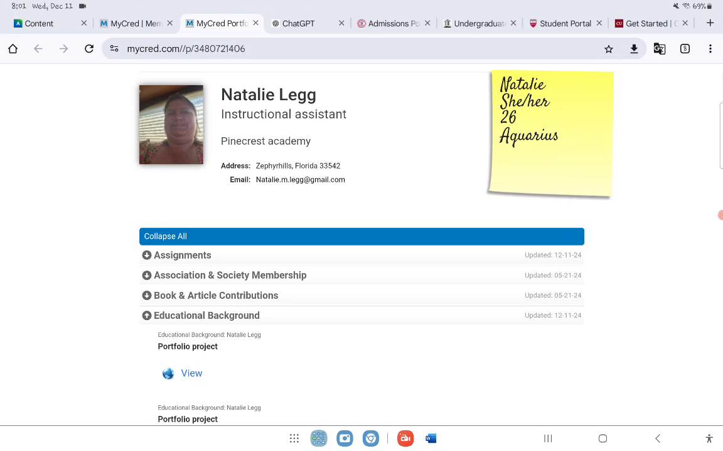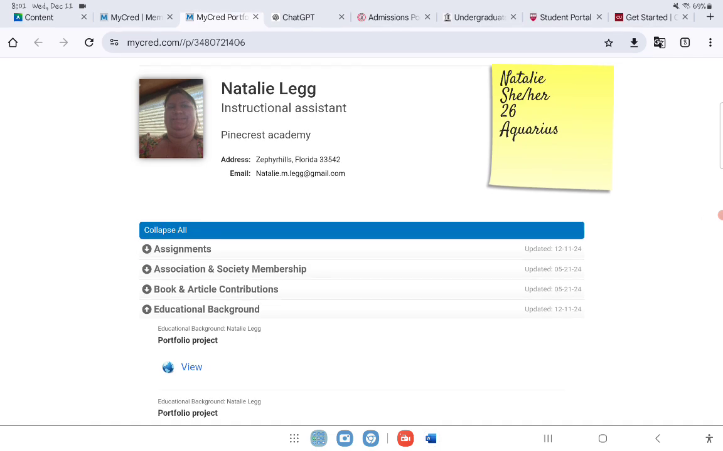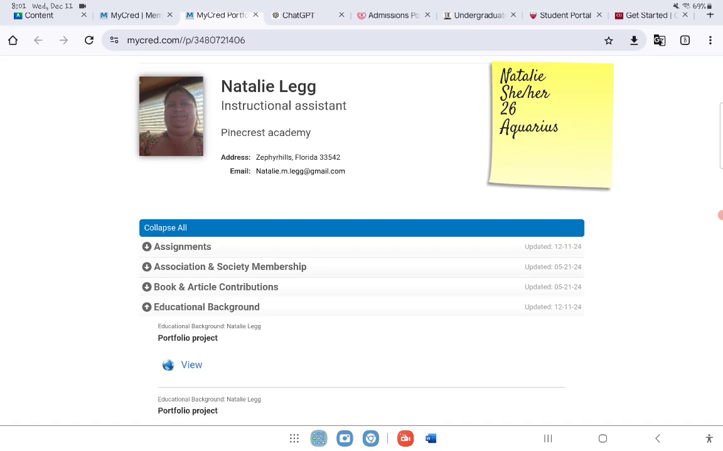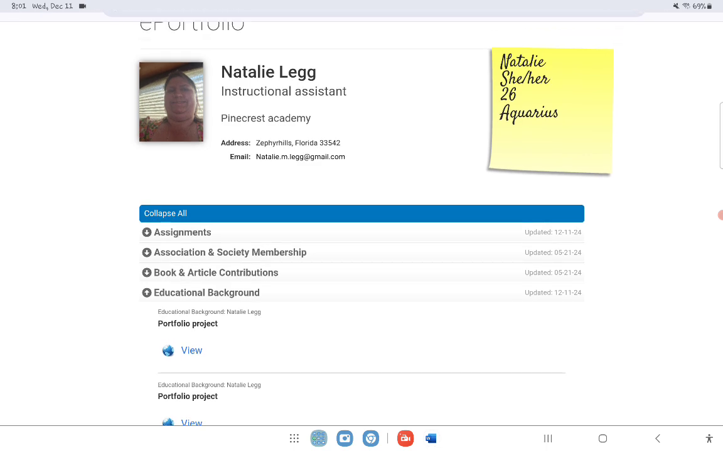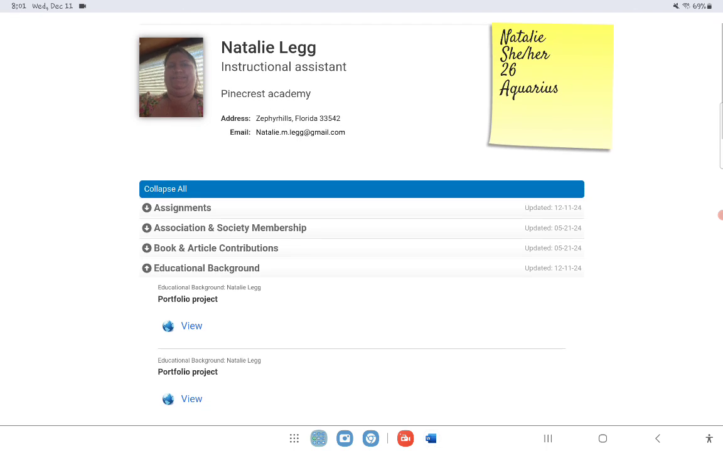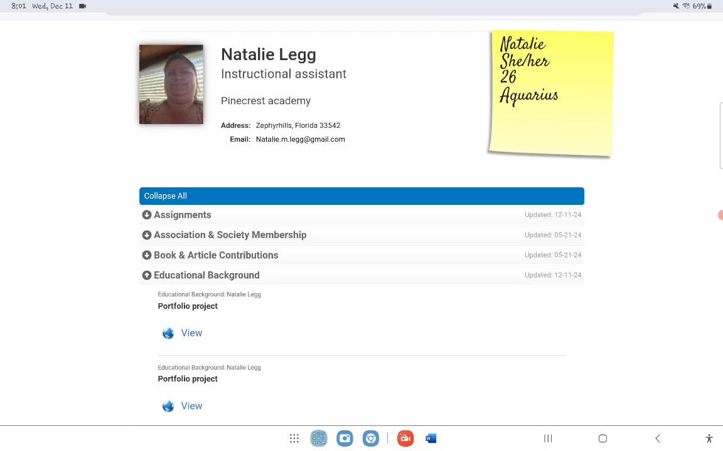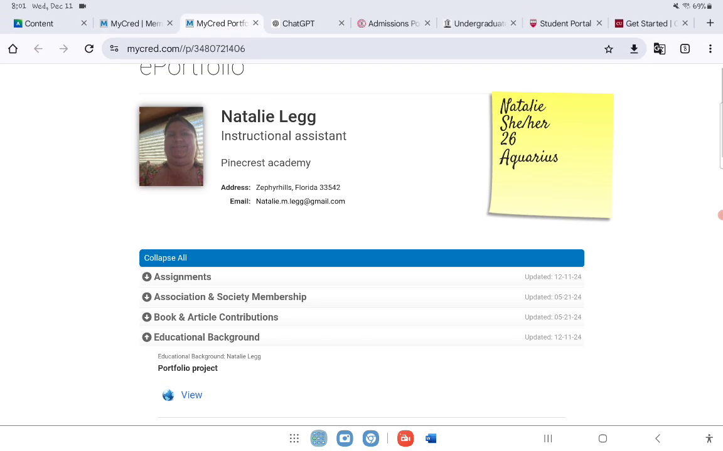So at the top of my portfolio, I have my name, my current title at my workplace, my current place of employment, as well as my address and a professional email where I could be reached. And on the right hand side, I also have my pronouns, my age, and my star sign.